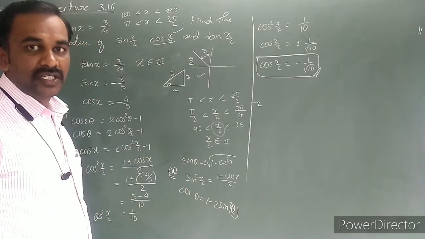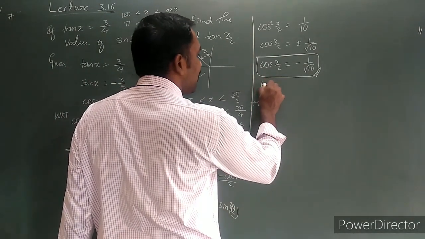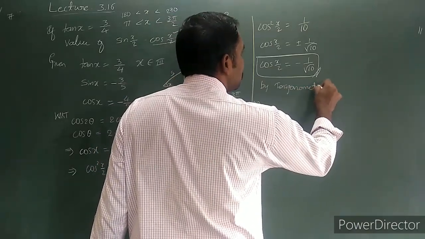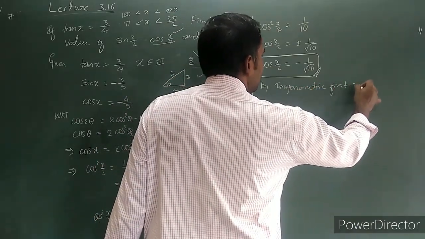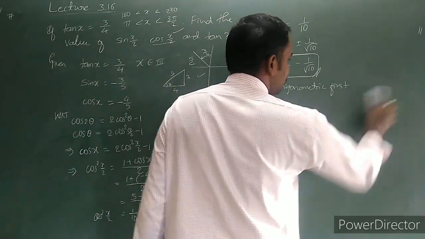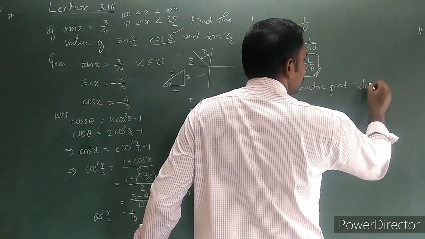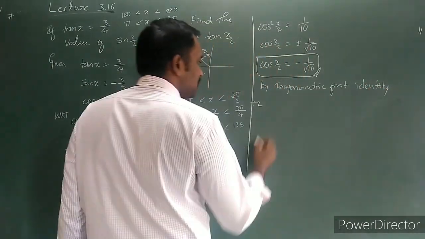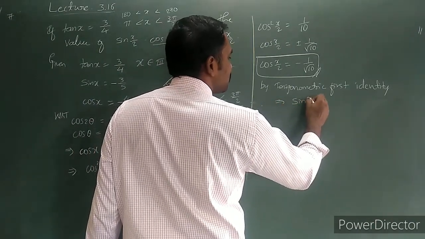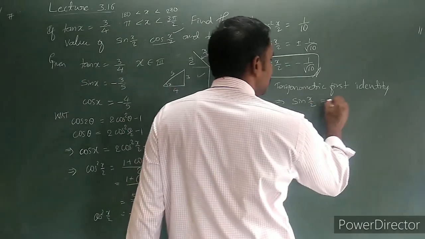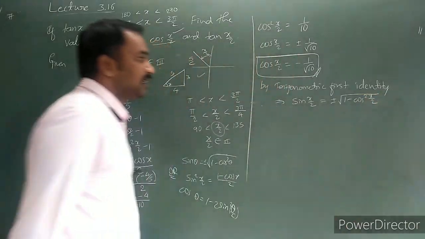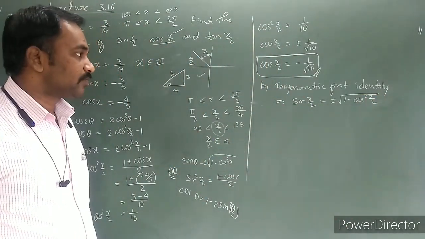So now I just use the trigonometric identities. By the trigonometric first identity. What is the trigonometric first identity? By using the trigonometric first identity, I am directly writing the value: sine of x by 2 is equal to plus or minus root of 1 minus cos square of x by 2. So here simplify, we get the answer.